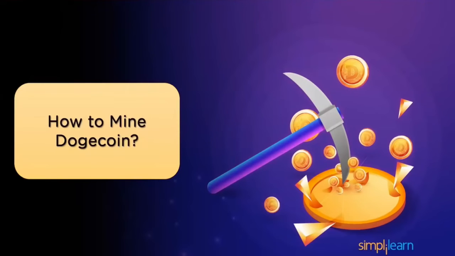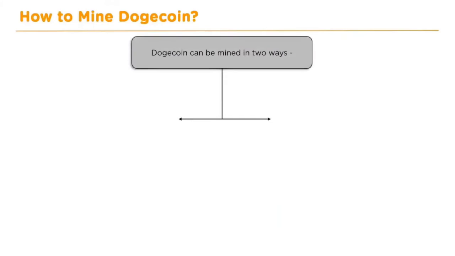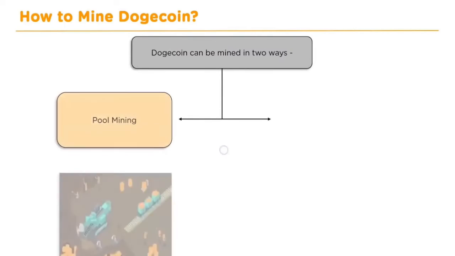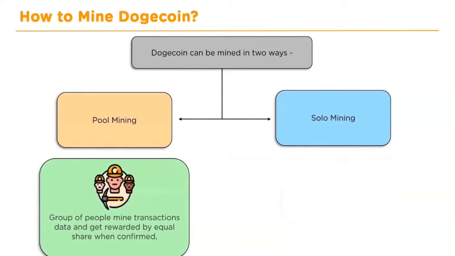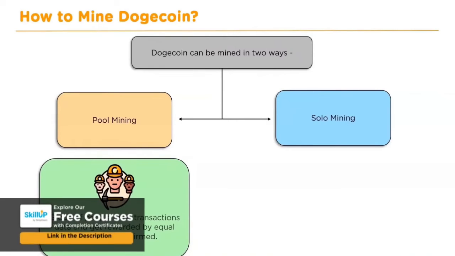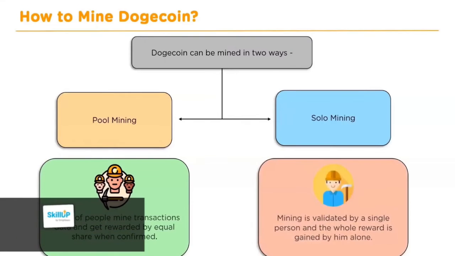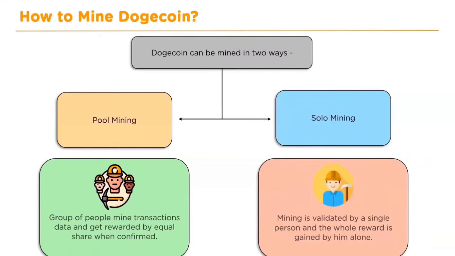Now we will have a look at how to mine Dogecoin. Dogecoin can be mined in two ways. The first one, Dogecoin pool mining, and the second is solo mining. A Dogecoin pool is a group of people who share their computing power to mine Dogecoin transaction data and get rewarded by equal share after confirming the transaction. Solo mining is when only one person does all the work of mining and confirming transactions. The reward is awarded only to that person after confirming the transaction.